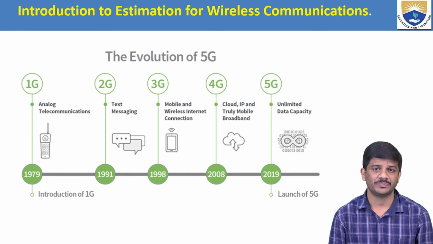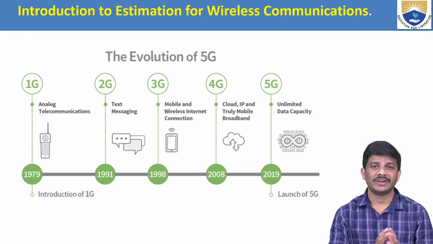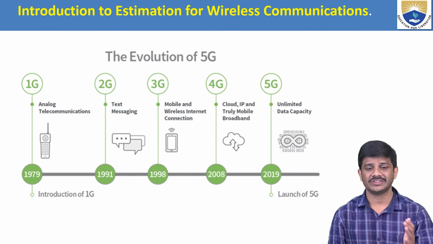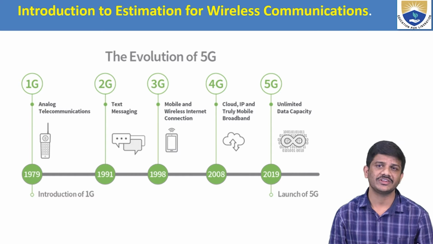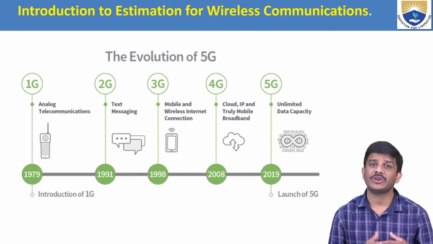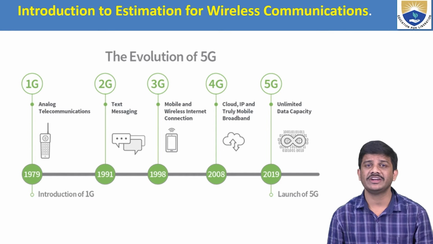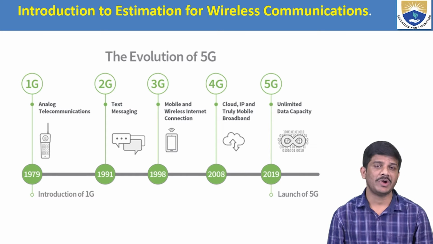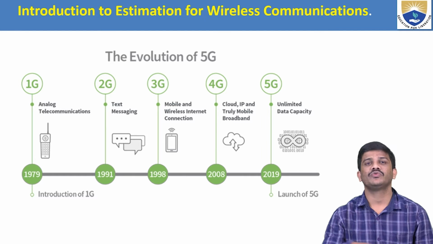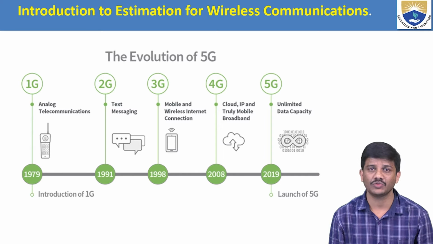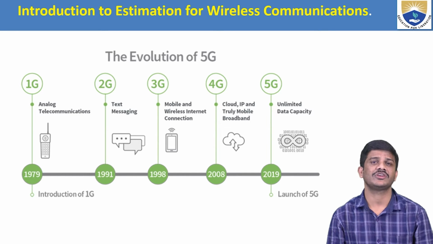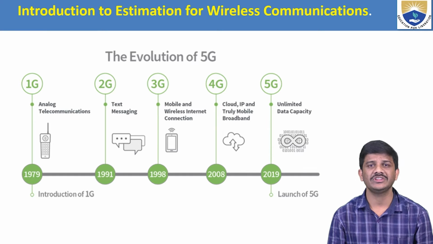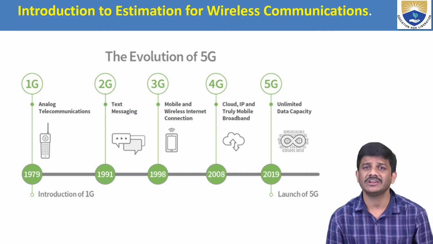We also saw in the last class the evolution of the fifth generation. The first generation was analog communication, launched in 1979. The second generation was launched between 1990 and 1991, and there text messages were used. The third generation was launched between 1998 and 1999, and there we use mobile and wireless internet connection. Now we are in the fourth and fifth generations. The advantage of the fourth generation compared to the third is the use of cloud, IP and totally mobile broadband. In the fifth generation we have unlimited data capacity. These are the big evolutions of cellular mobile communication.